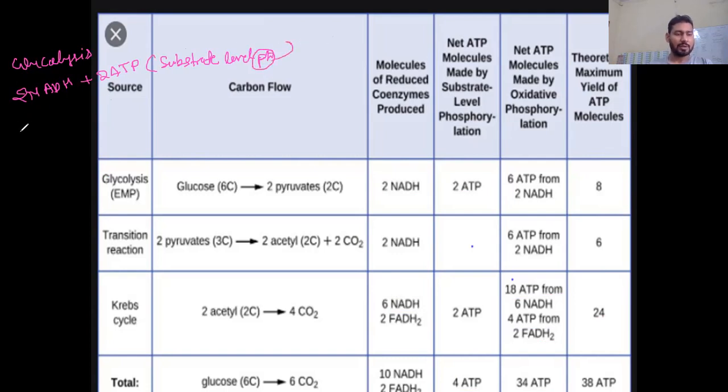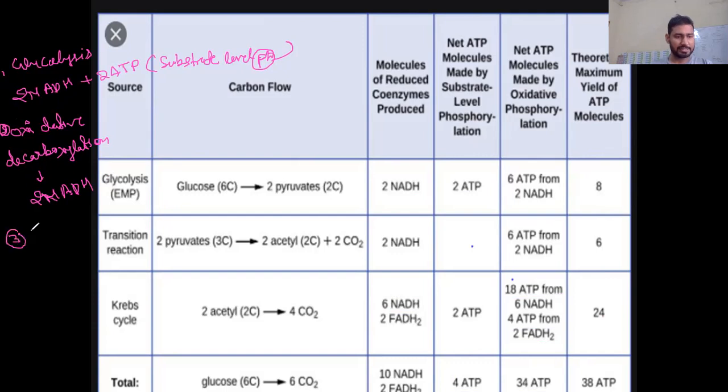Next, after glycolysis, the second step is oxidative decarboxylation. In oxidative decarboxylation, only 2 NADH are produced, so 2 NADH are formed. Okay, glycolysis first, and the second is oxidative decarboxylation.